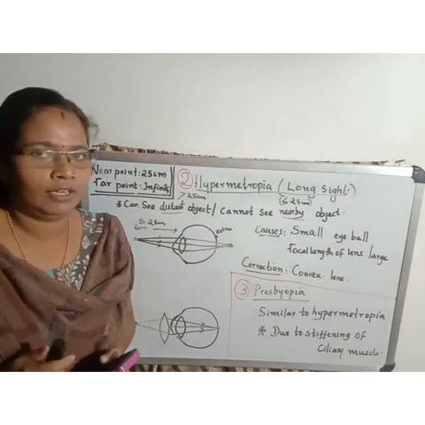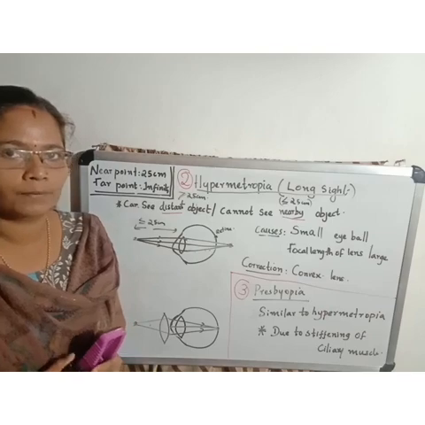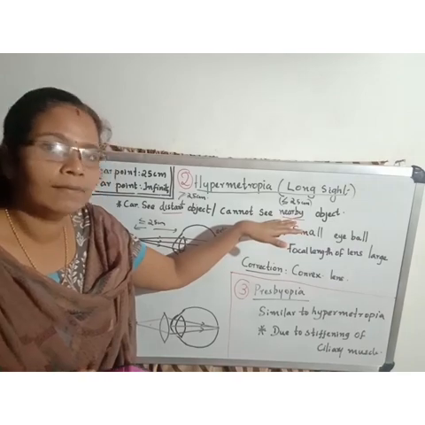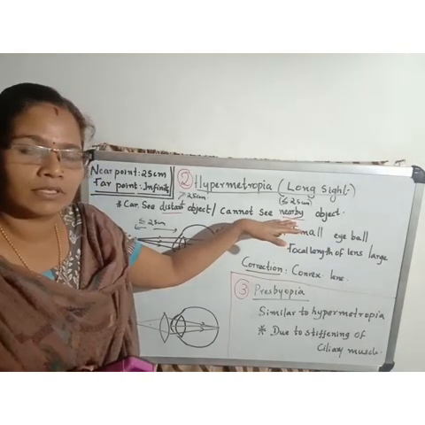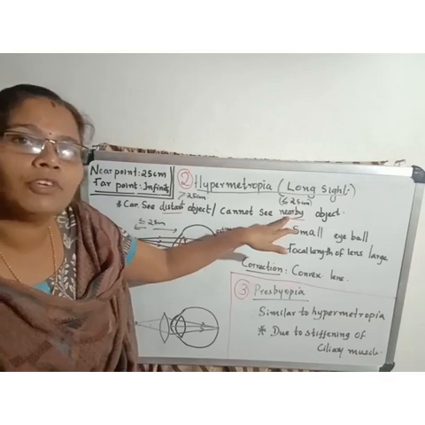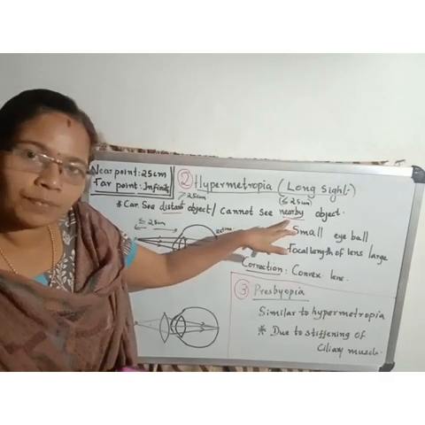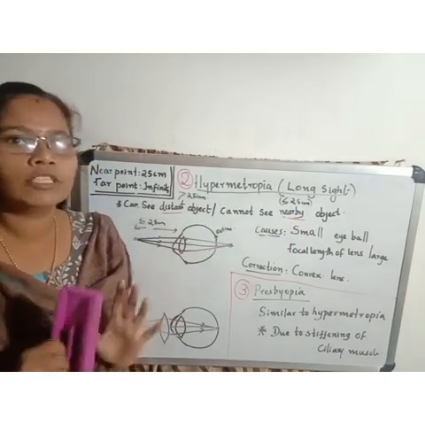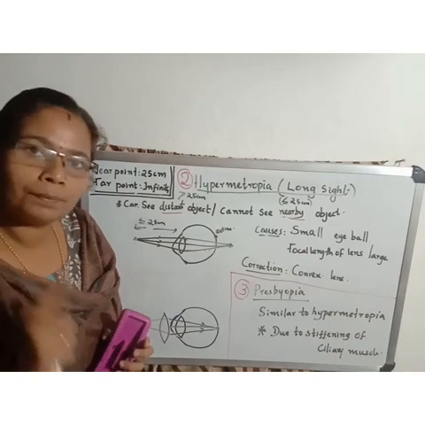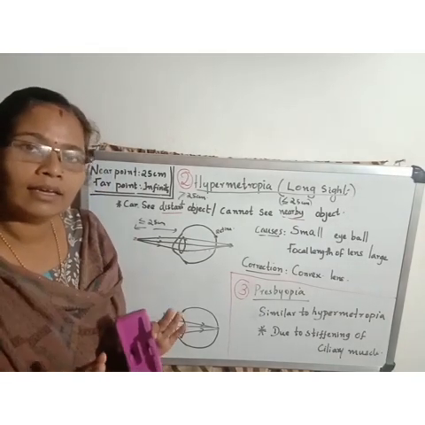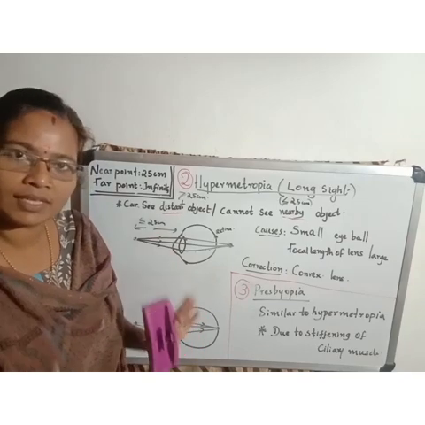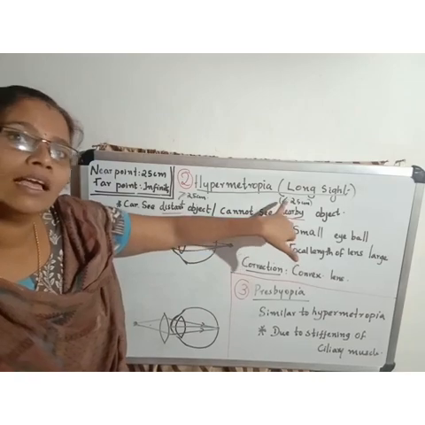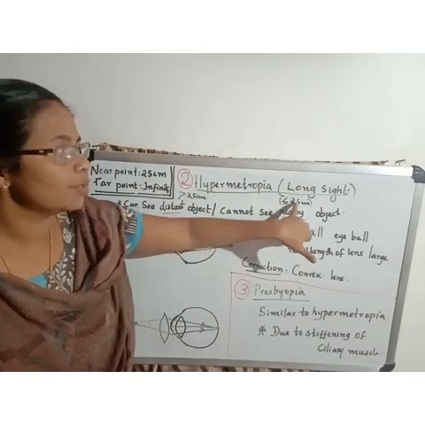We need to specify the distance here. So we can say that he cannot see the materials if we are keeping them at a distance less than or equal to 25 centimeter. For a hypermetropic eye, he or she will be unable to see the object if you are keeping it at a distance less than or equal to 25 centimeter.